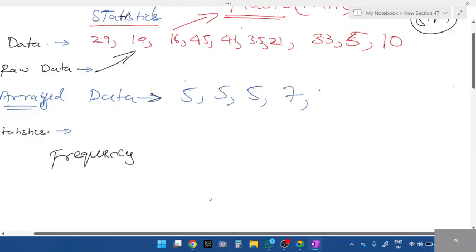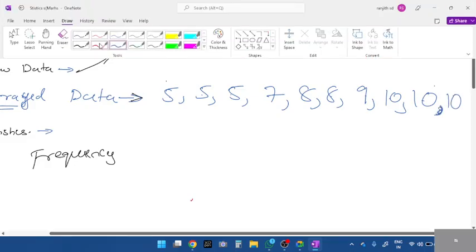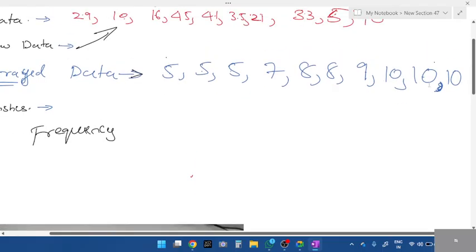7, okay, then 8, 1 student 10, 8, 2 students, 9, 1, and 10. Even 10, 3 students have scored 10 marks. Now, this is the data, students, 5, 7, 8, 9, and 10.